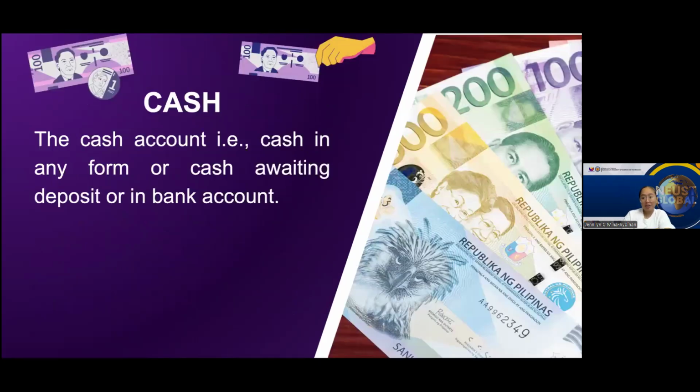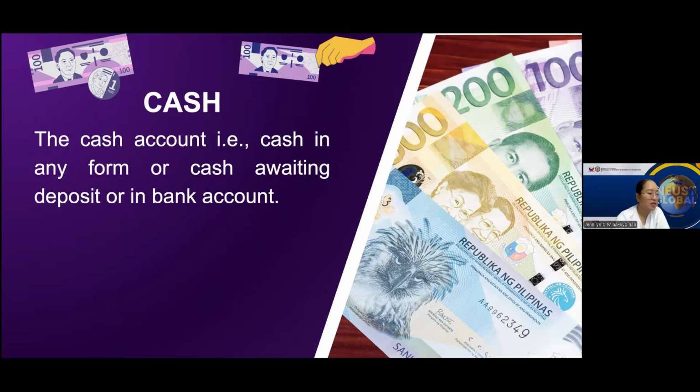And then we have the cash. Of course, everyone wants cash. Cash refers to the money in any form that a business holds, including physical cash, cash awaiting deposit, or the funds in the bank account. It is the most liquid asset and can be used immediately for transactions. For example, a retail store has cash on hand of $500 and cash in bank of $2,000. So the total cash is $500 plus $2,000, equal to $2,500, which represents the store's readily available funds for daily operations.